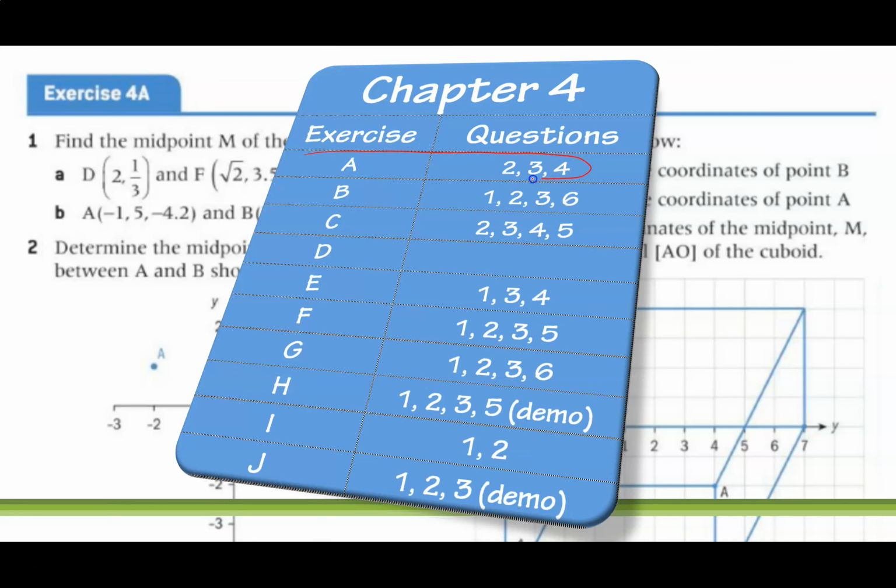So we're in 4A, and that's right here. Just a couple of questions to do. I invite you to give them a try. All right, good luck.